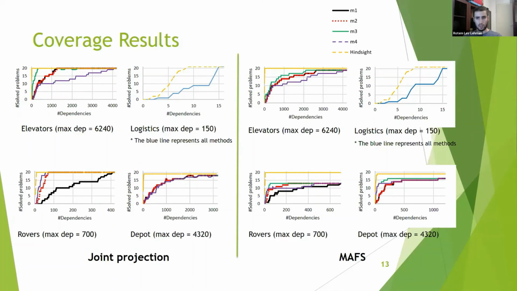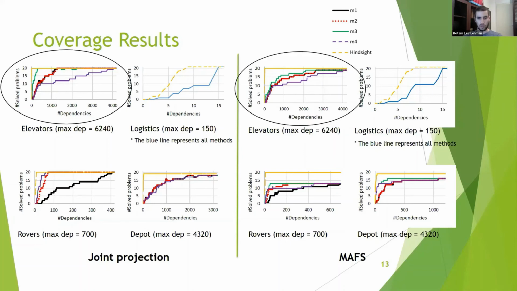In this slide, you can see the results of the four domains: elevators, logistics, rovers, and depots. The left side of the slide is results for the joint projection method planner, and the right side is for the MAPS planner. Notice that in all of the domains, M3 performs the best, and also notice that the joint projection planner solves more problems than the MAPS planner in all of the domains. As you can see in the elevators domain, for both the joint projection and MAPS planner, M4 performs the worst, and M1 and M2 perform very much alike.